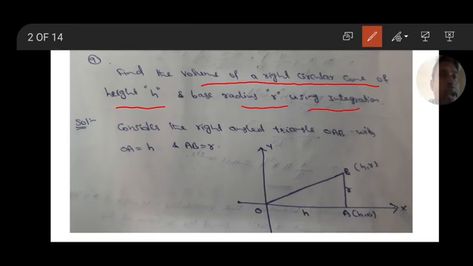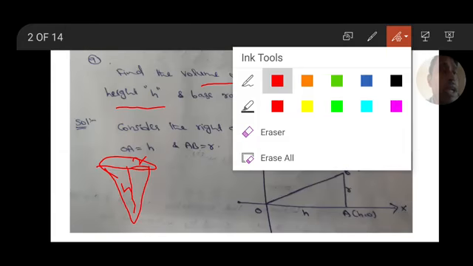So we have to find the volume of a right circular cone. This is the cone. Right circular means it is a circular base, and height is h and base radius is small r. Then we have to find its volume by using the integration method.